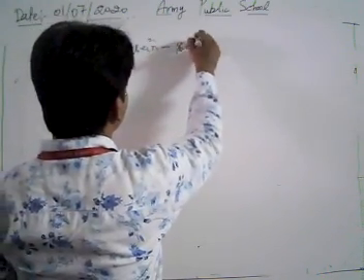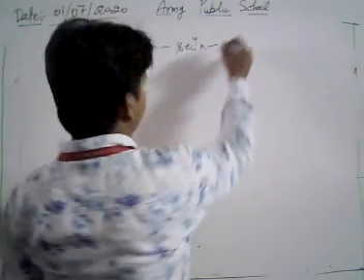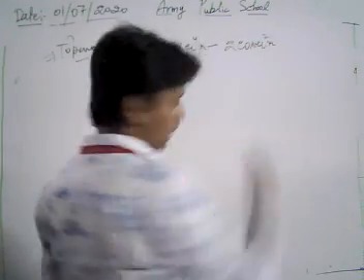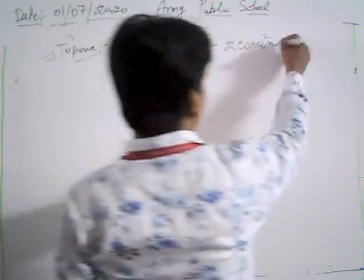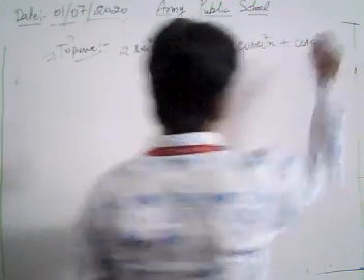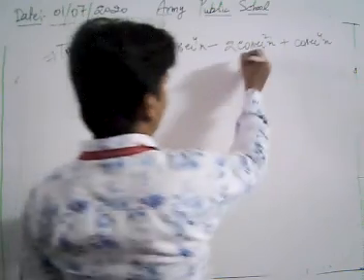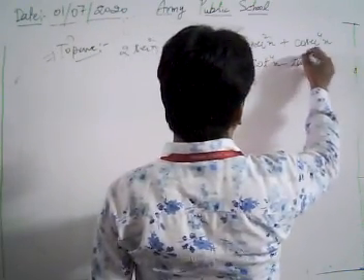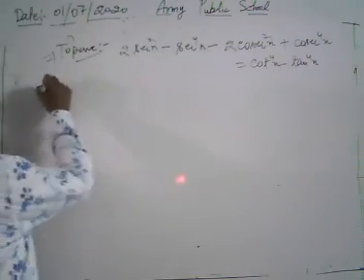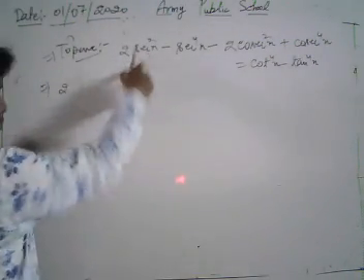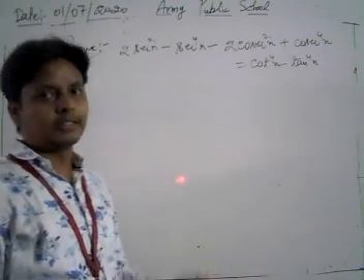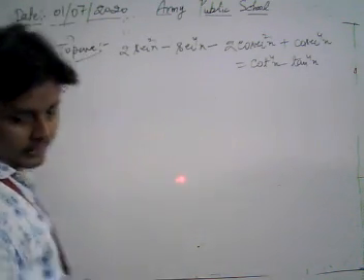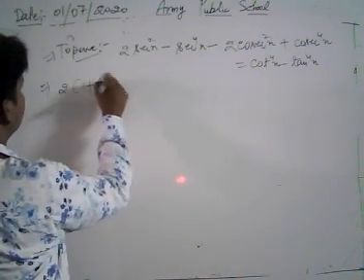To prove 2 sec square x minus sec to the power 4x minus 2 cosec square x plus cosec to the power 4x is equal to cot to the power 4x minus tan to the power 4x. Now let's see, we take LHS and we get 2 sec square x, where sec square x is 1 plus tan square x.